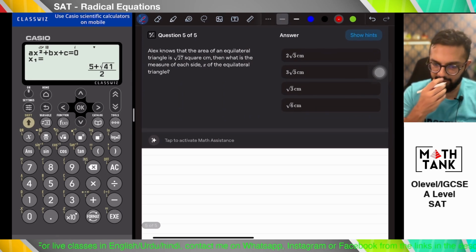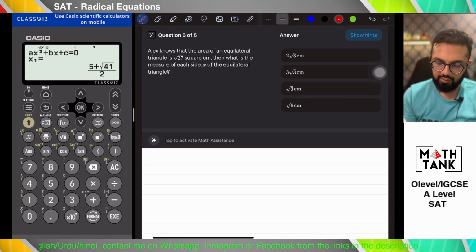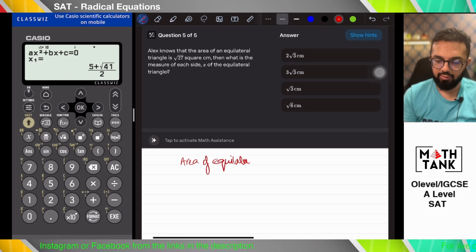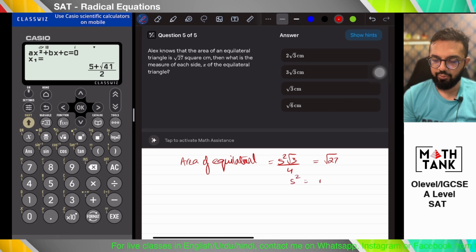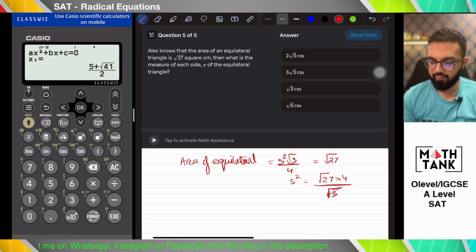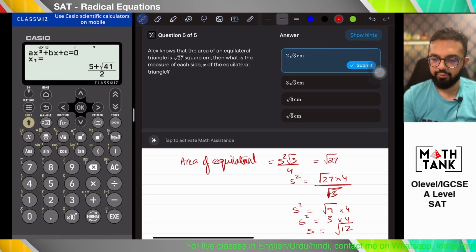Question number 5: Alex knows that the area of an equilateral triangle is this. Now, if you remember the area of an equilateral triangle, we've done that in the lecture videos, it's s squared root 3 over 4. So if that equals root of 27, s squared is root of 27 multiplied by 4 divided by root 3. That gives me root of 9 into 4. Root of 9 is 3. So s equals root of 12, which is 2 root 3.